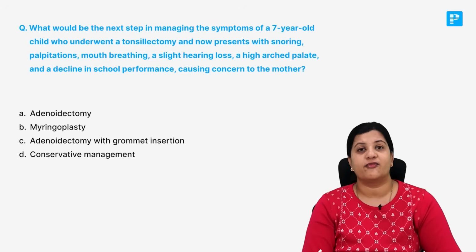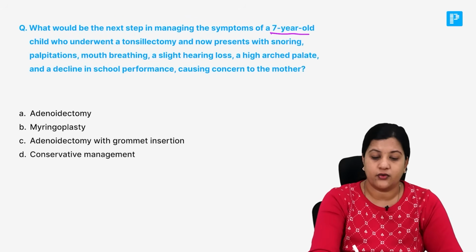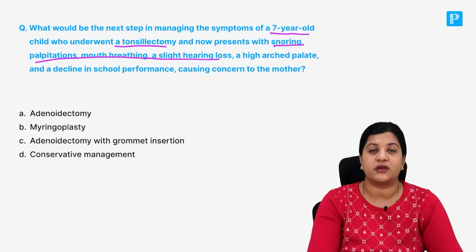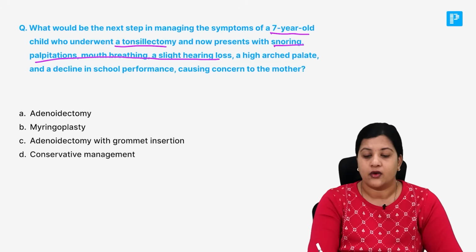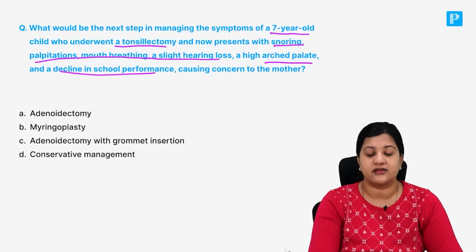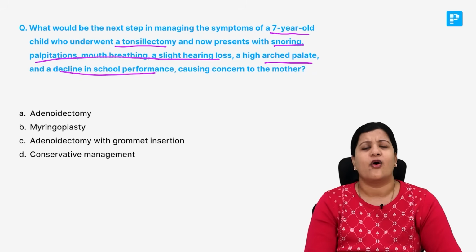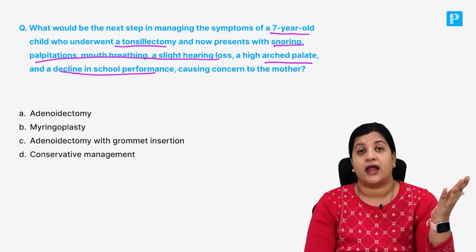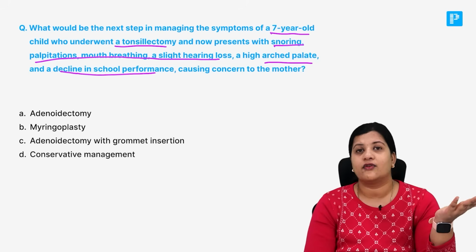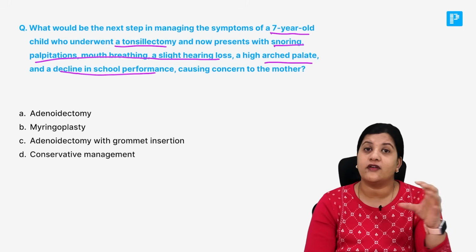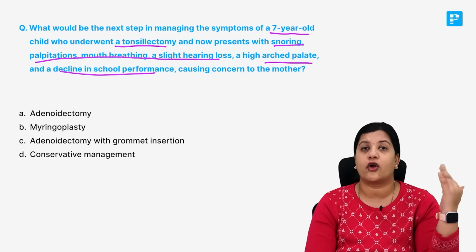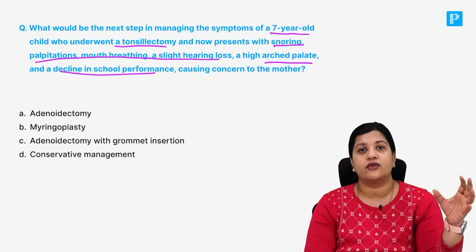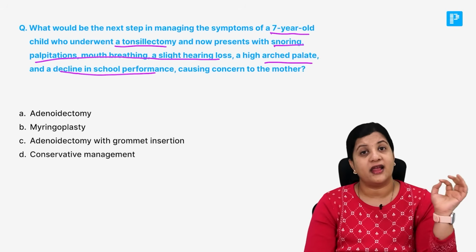What would be the next step of management of a 7-year-old child who underwent tonsillectomy and now presents to you with snoring, mouth breathing and slight hearing loss with a high arched palate, and decline in school performance concerning the mother? All these features, snoring, mouth breathing, high arched palate, crowding of teeth, and hearing loss which is indicated by decline in school performance, all indicate adenoid hypertrophy causing middle ear effusion.